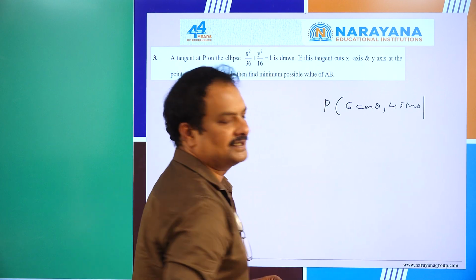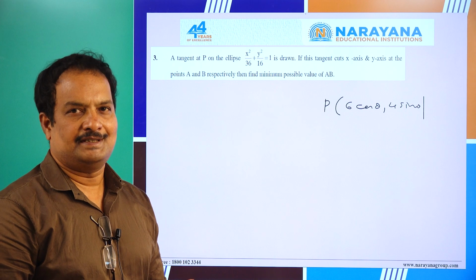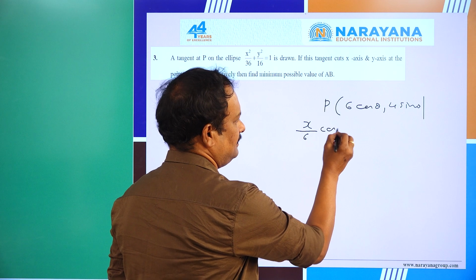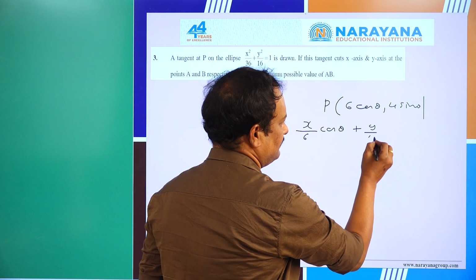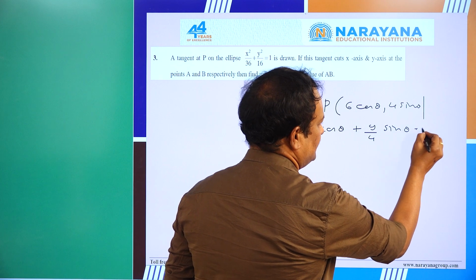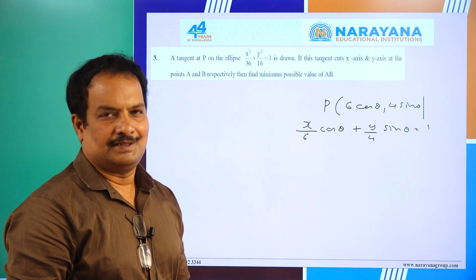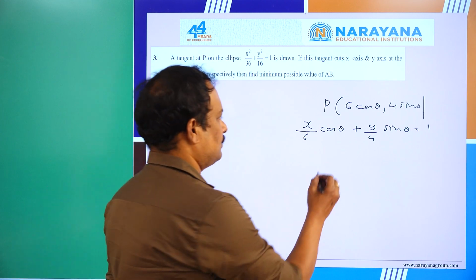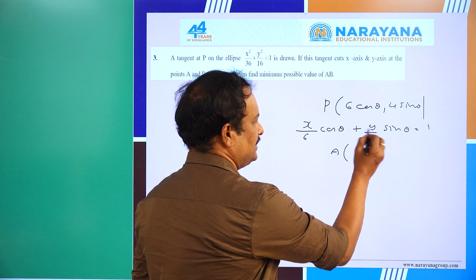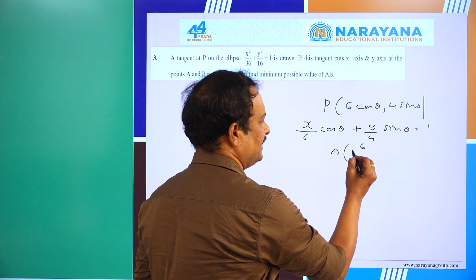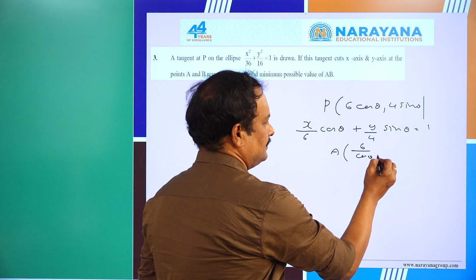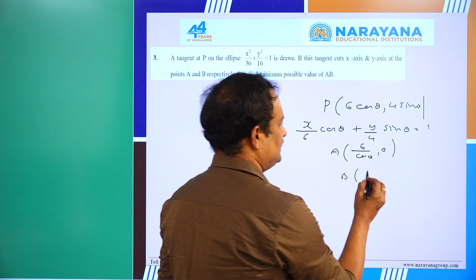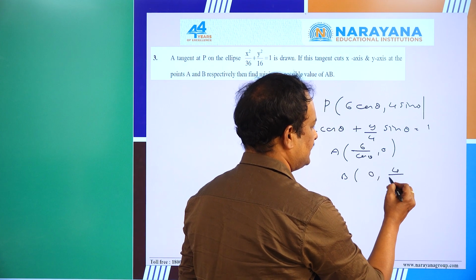So at this point we are supposed to take the tangent equation. So what is the tangent equation? That is x by a cos theta plus y by b sin theta equal to 1. So let us take x by 6 cos theta plus y by 4 sin theta equal to 1. So this is the equation of the tangent, and it intersects the coordinate axes at A and B. The coordinates of A you are going to get by simply putting y equal to 0 in this. So this is going to be 6 by cos theta comma 0. These are the coordinates of A. Similarly, for the coordinates of B, put x equal to 0 there. So you will obviously get 0 comma 4 by sin theta.